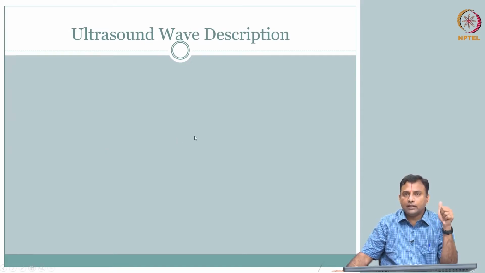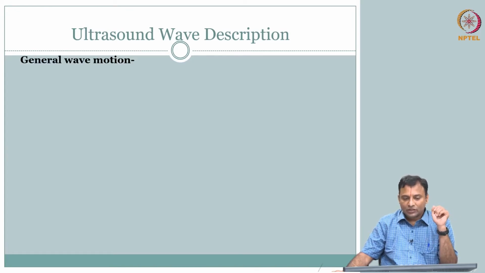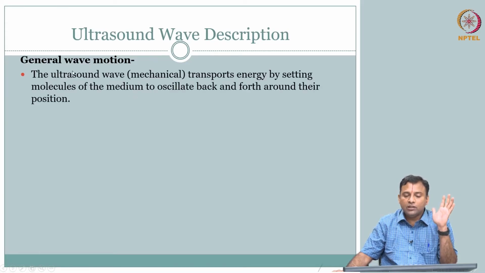So much for ultrasound. Now we know what an ultrasound is and what it means, but our objective is to slowly jump in and talk about describing this mathematically. What we have seen so far is that ultrasound also exhibits general wave motion. What do we mean by general wave motion? Ultrasound waves transport energy by setting molecules of the medium to oscillate back and forth.